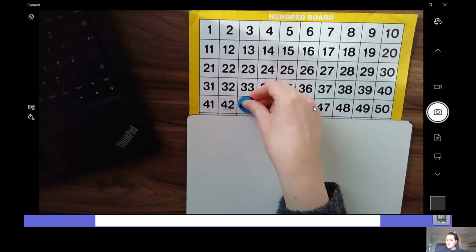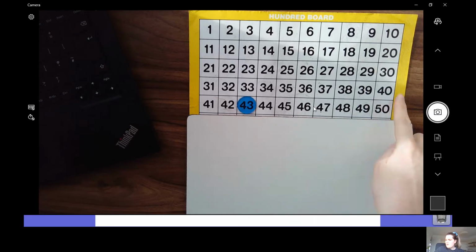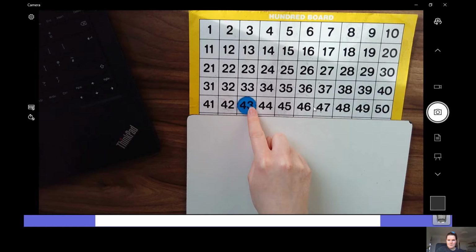Let's try a different number. What about this number here? My number ends in a 3, so it's going to be 3. But what does it start with? The number 4. If we look over here, we can see that this number is 40. So this one should be 40. 1, 2, 3. 43.